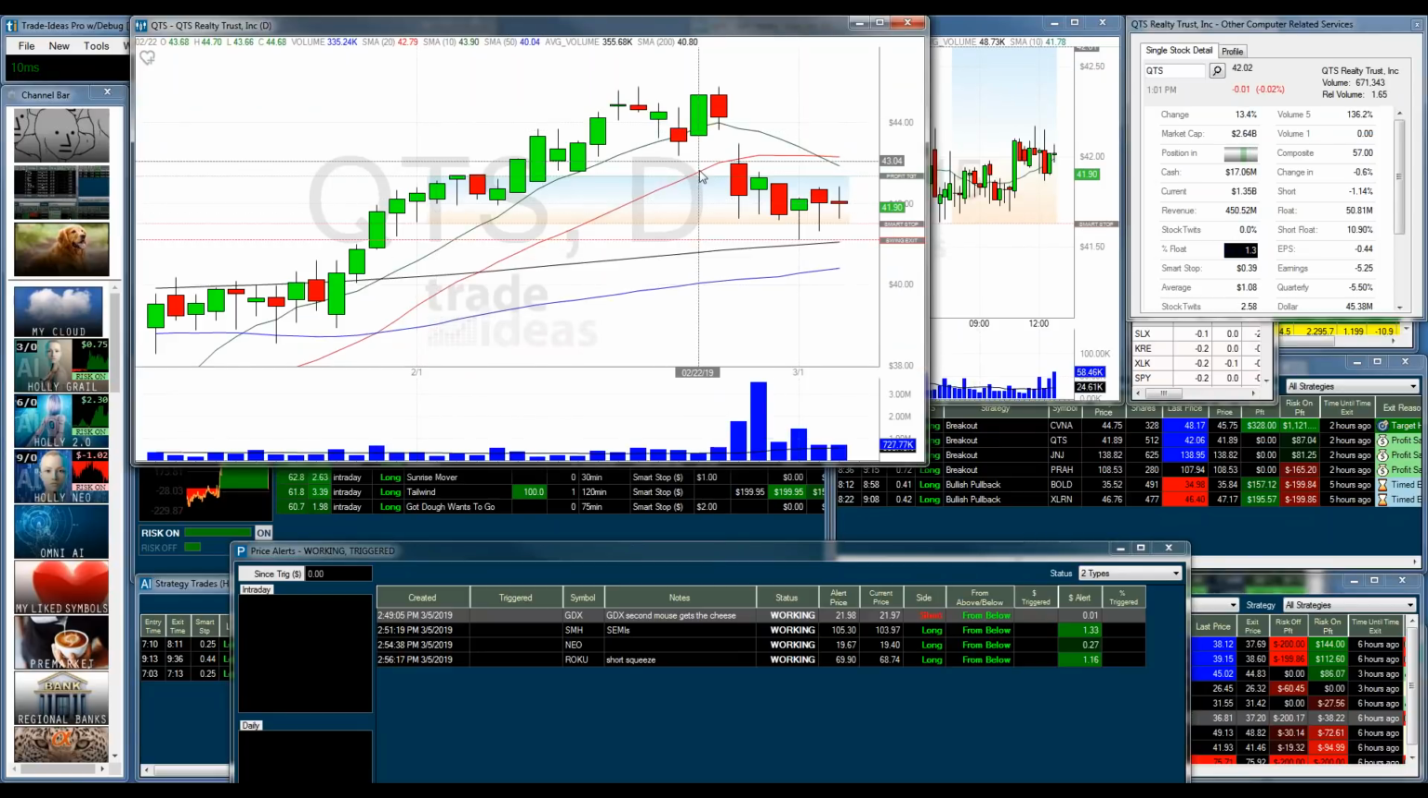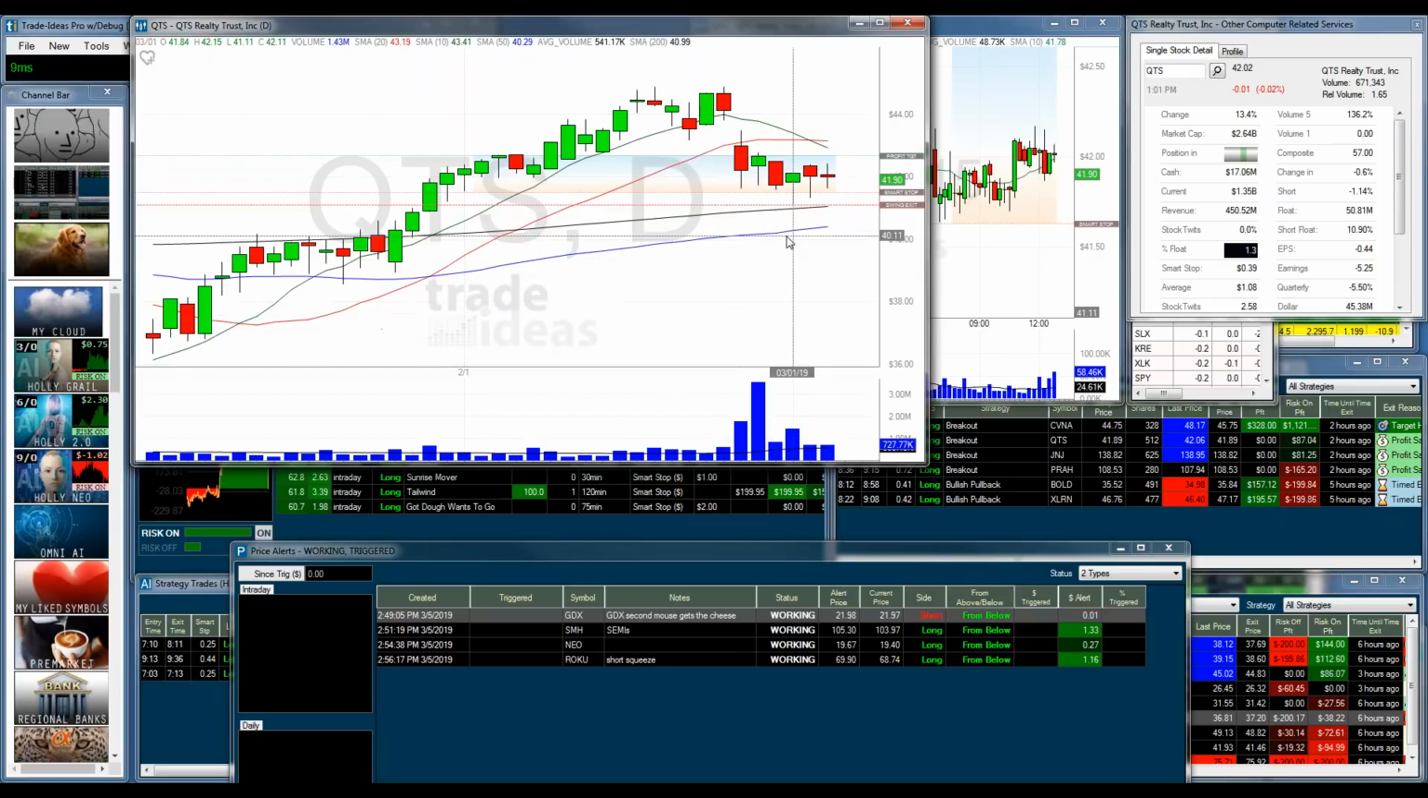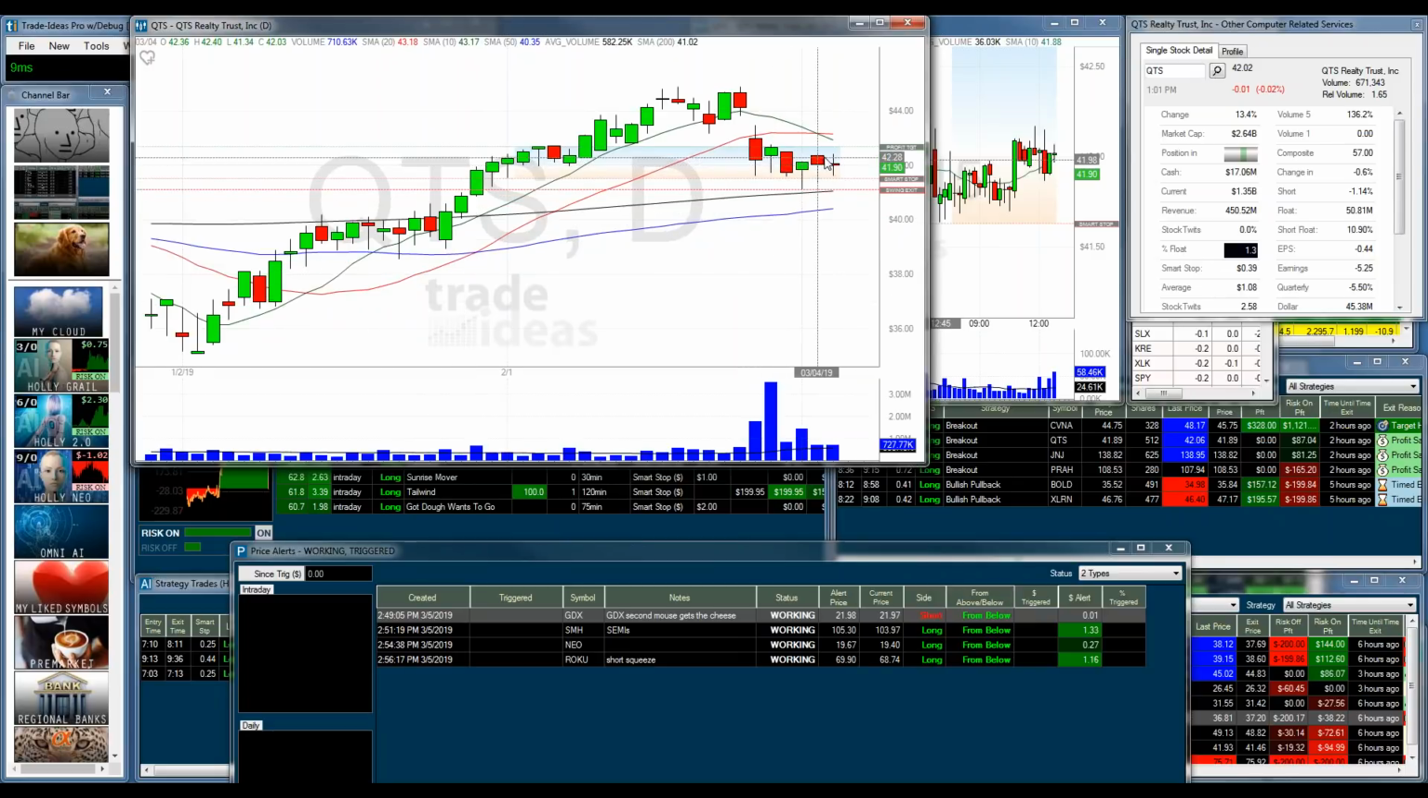QTS, nice little pullback, trying to have a little rounded base here at its 200-day. I'm going to go ahead and put an alert above yesterday's high, 42.41.